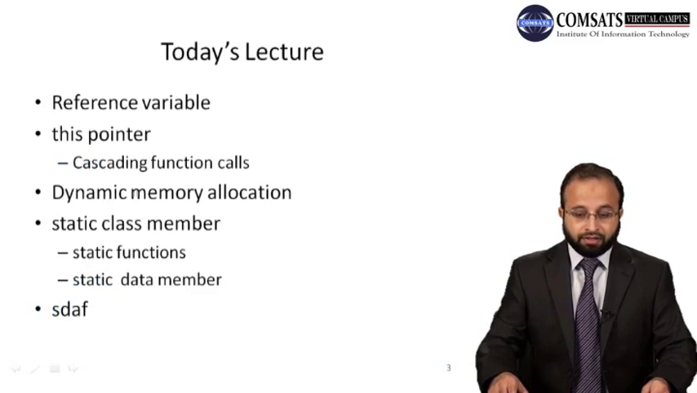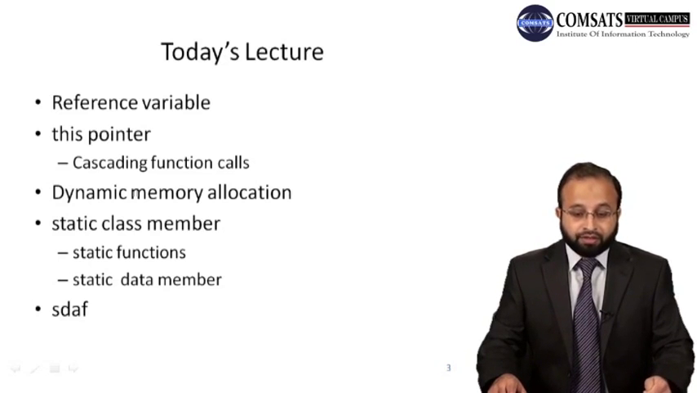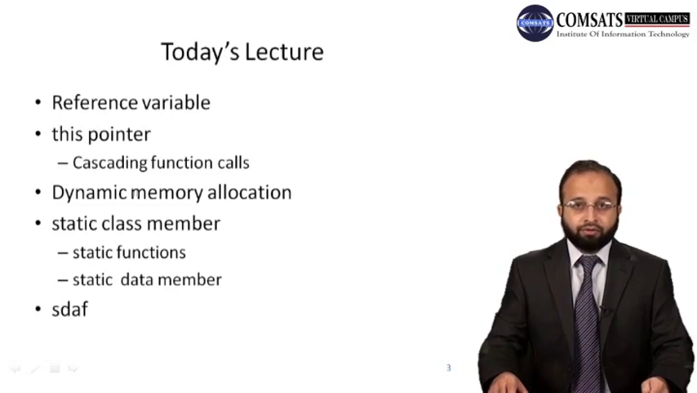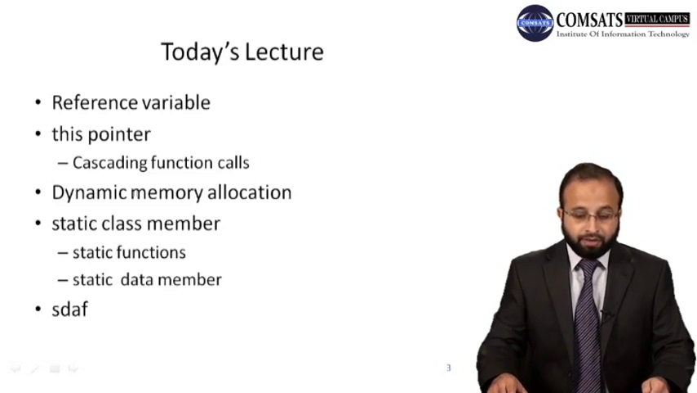In today's lecture we will see reference variable, a simple example. Then I will tell you why we pass the object reference and why we make it constant, and then we'll see a little bit more about this pointer, and using this pointer we can make cascading function calls. That is, we write just one statement and we call multiple functions using that statement. Then dynamic memory allocation, then static class member. These are static functions and static data members.